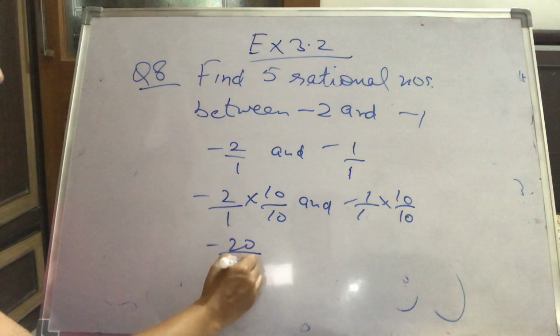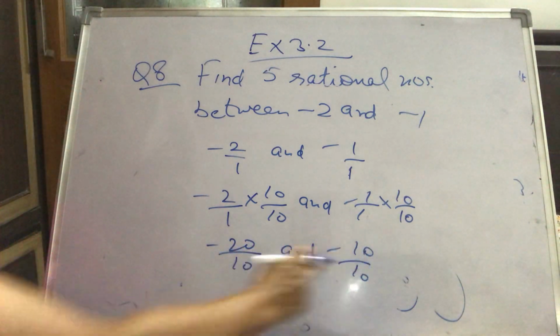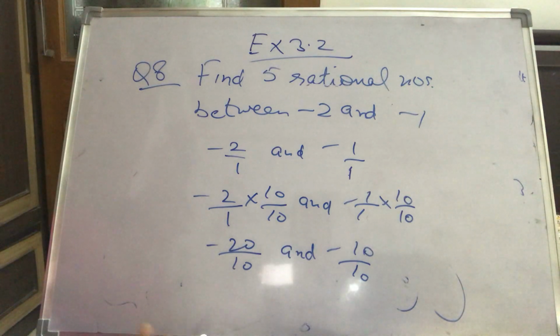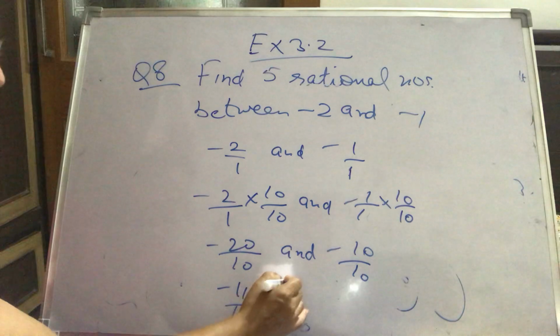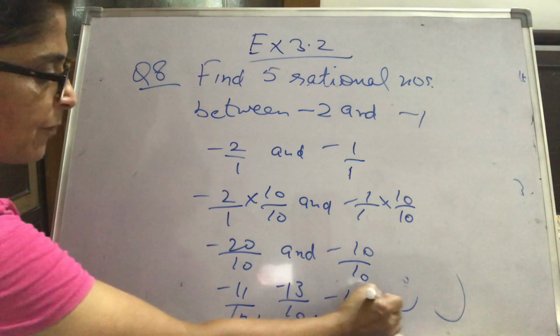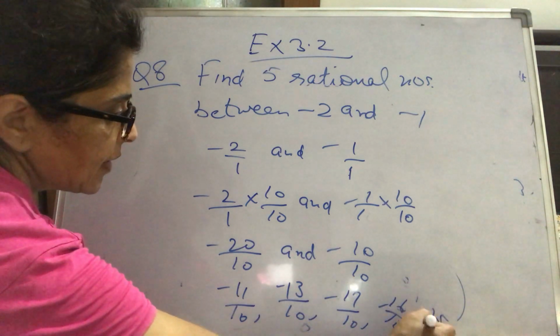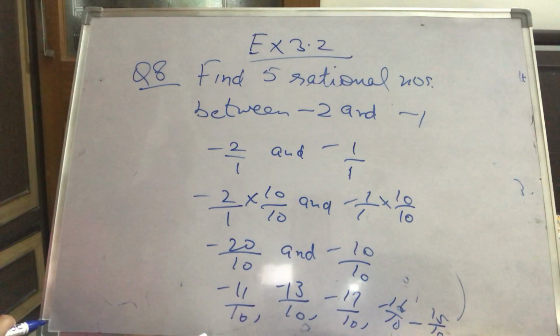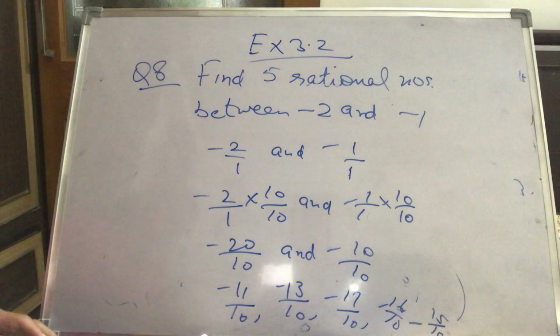It is -20 by 10 and -10 by 10. We have many rational numbers between both of them. We can write any 5: -11 by 10, -13 by 10, -17 by 10, -16 by 10, -15 by 10. This is the way to write some rational numbers between two rational numbers.